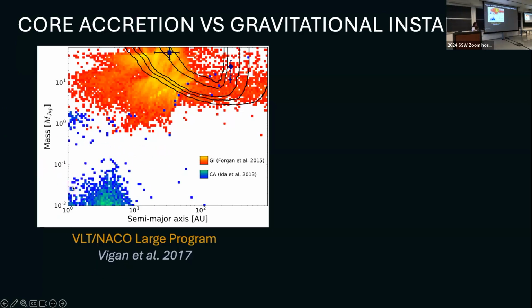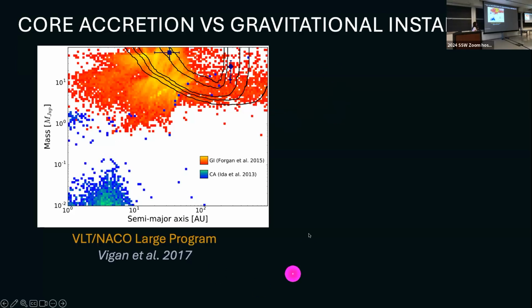And the main thing that comes out of this, so there are a couple of detections here. They look similar to the blue dots, so it's a bit confusing, but they're over here, here, and there. It looks like these have to come from gravitational instability, right? It looks like it would be really hard to explain all of these detections with core accretion.